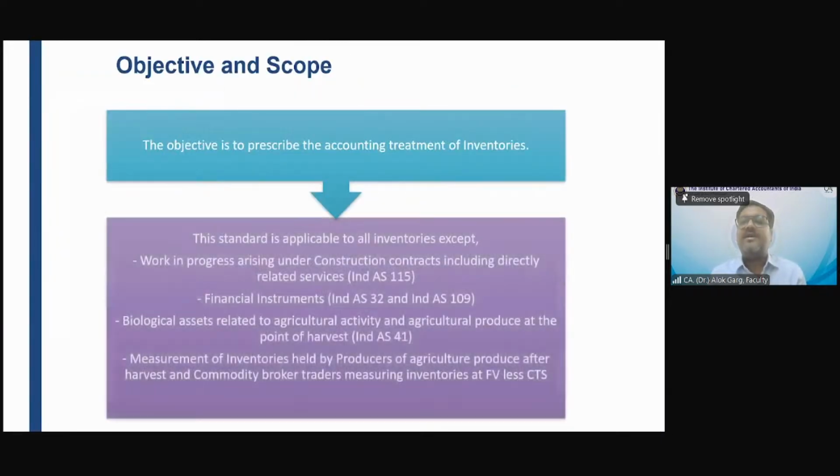Students, this standard talks about inventory. Which inventory? This standard talks about all the inventory except if in a construction contract, work in progress, which is again an inventory, if it is covered by Ind AS 115, financial instrument, which is covered by Ind AS 32 and 109, agriculture inventory, which is covered by Ind AS 41. So all these inventories which are covered by specific standard are not covered by Ind AS 2. Otherwise, all the inventories are covered by Ind AS 2.